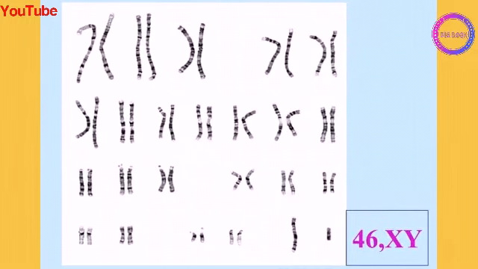Coming to the next slide, human chromosomes are divided into 7 groups and the sex chromosomes. So here, as we observed in the previous slide, the human chromosomes have been divided into 7 groups, that is, group A, B, C, D, E, F, G, and the sex chromosomes.